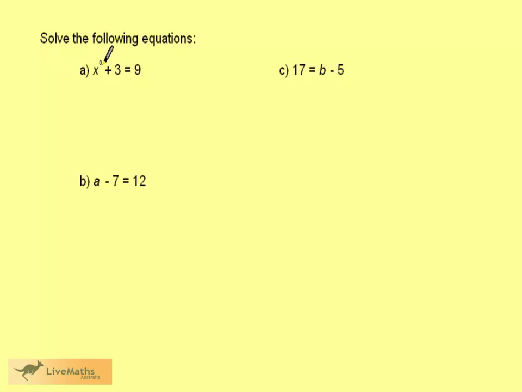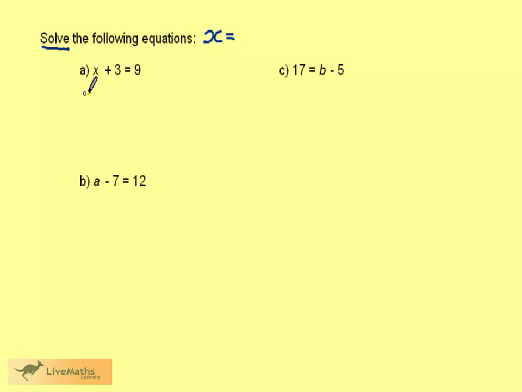We want to solve the following equations. We have x plus 3 is equal to 9. Solving the equation means ending up with x on its own on one side of the equation, an equal sign, and a number on the other side.